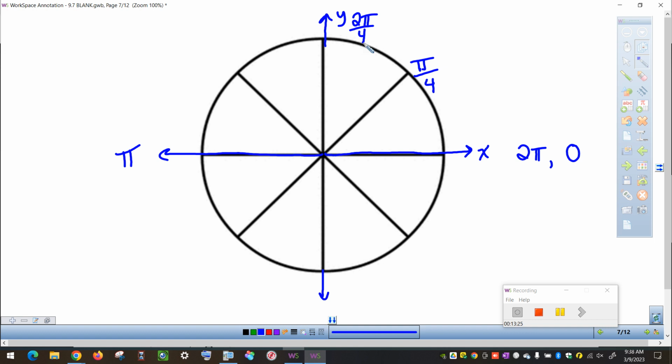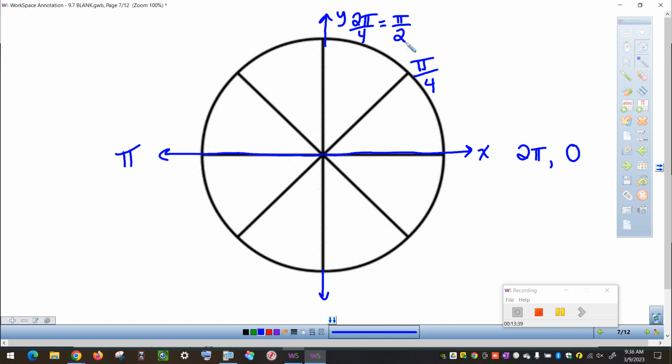Now, what you'll notice when we are doing our labels today is that sometimes we have a fraction that can be simplified or reduced further. 2/4 is the same thing as 1/2. So this can really be written as pi over 2, which makes sense because it's halfway to the label of pi. It's half of pi.